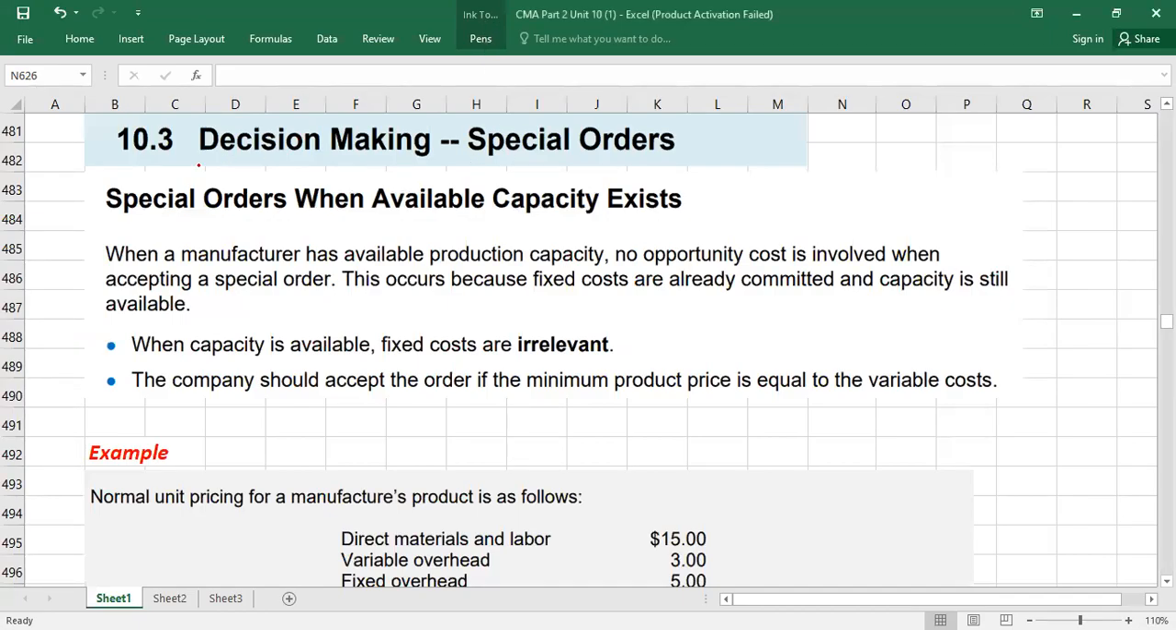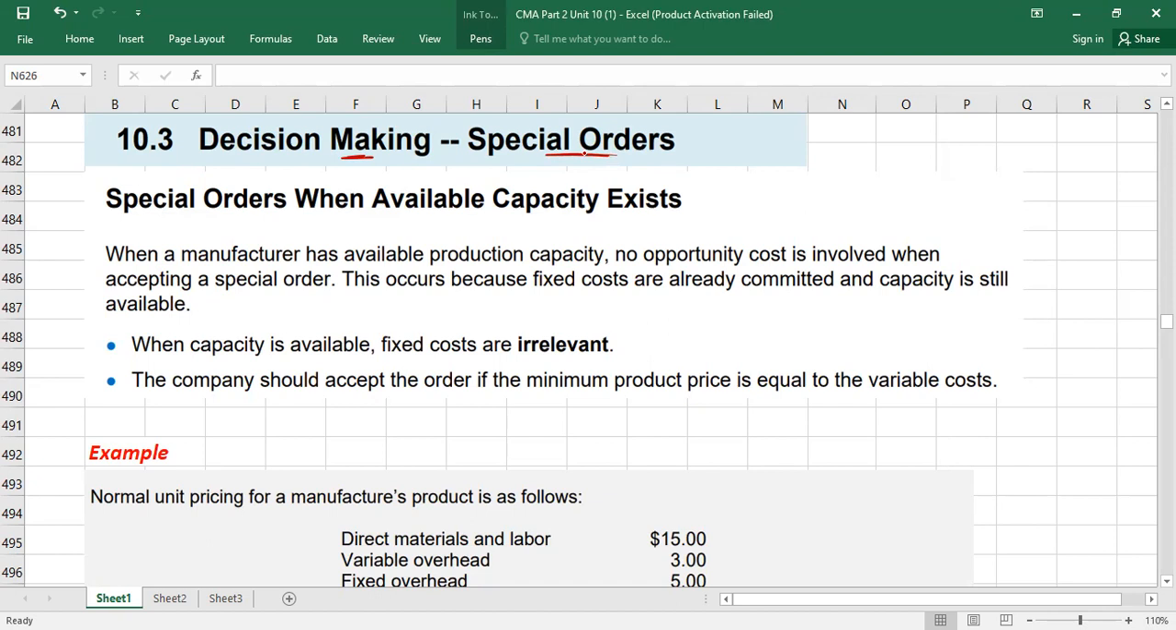Hello guys, so now we are going to talk about decision making, and this is the first scenario which we are going to talk about, that is called special order. So what is the special order and how to calculate the cost of the special order? This is what we are going to discuss.